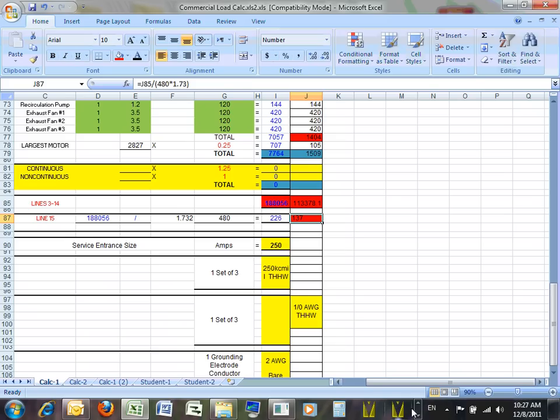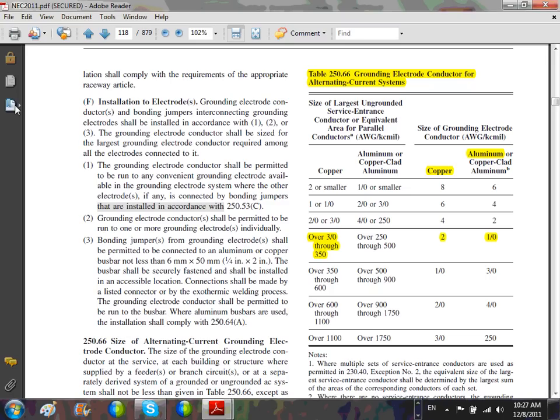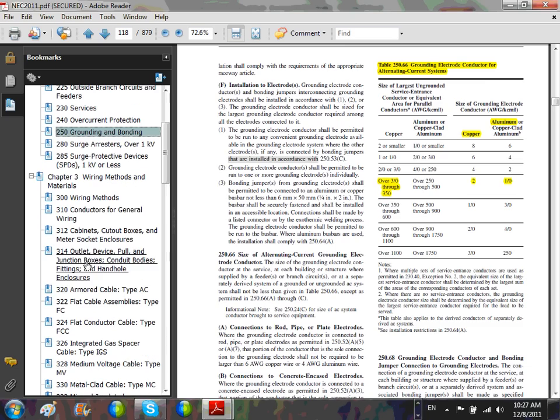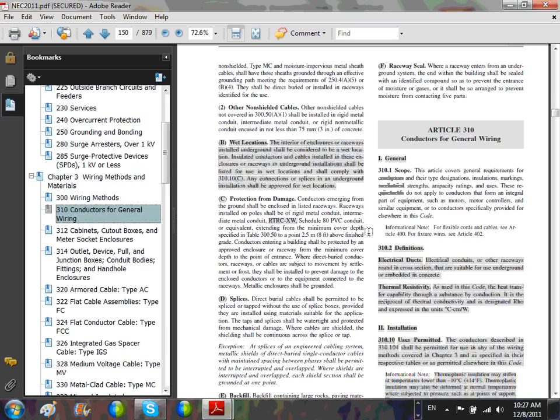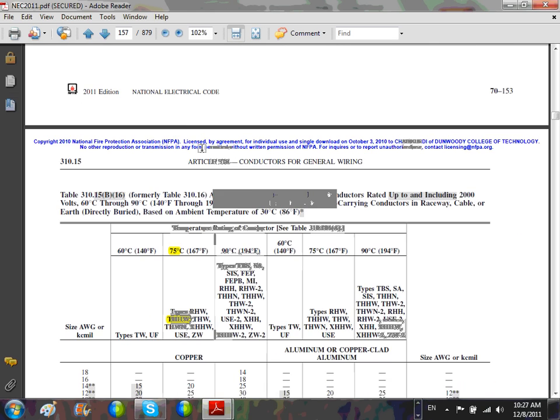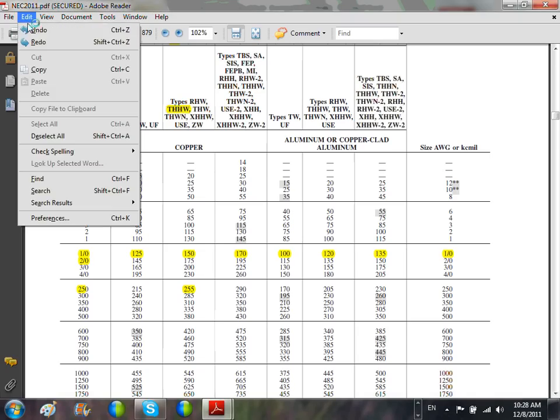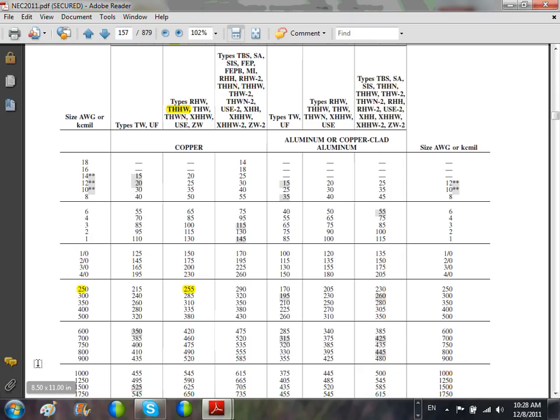Let's go to the code and see if we size it. So here's my neutral load. I'm going to go directly to this code and go size for 137. Okay, 137, let's see if we did it right here. 137 under 75, right? 137, I need 1/0. Are you with me, guys? You see that 1/0?